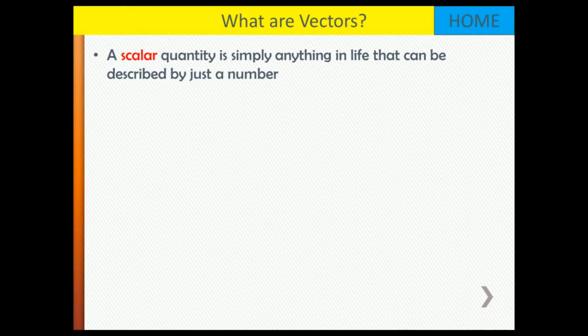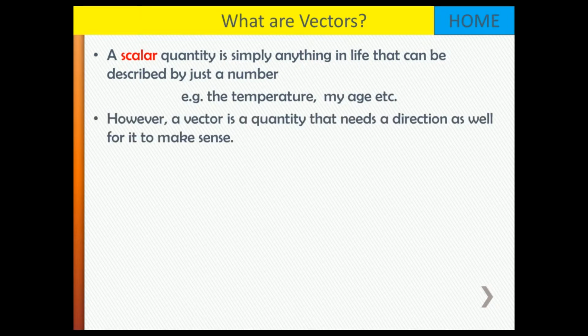So vectors. Before I do vectors, I'm going to talk about scalars first. Scalars are the other thing. A scalar quantity is simply anything in life that can be described by just a number. So a bit like speed, it's just about the size of something rather than doing it. Scalar just measures the size of something, like the temperature or my age.